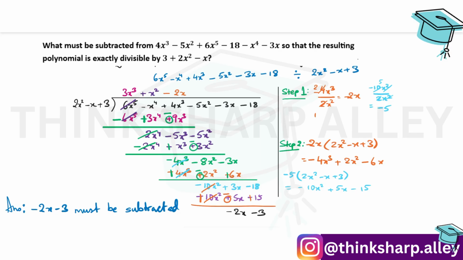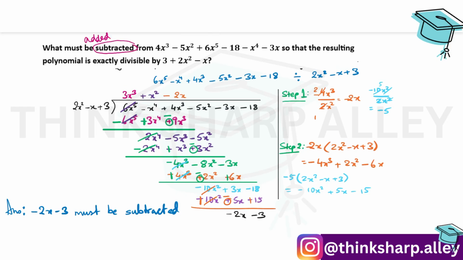Now, in place of subtracted, what if the question asks what must be added in place of subtracted to make it divisible? So at first this may feel confusing, but think carefully, our goal is still the same. We want the remainder to be 0. So we can add the negative of the remainder. Why does this work? Because when we are adding the negative of the remainder, it is same as subtracting, right?